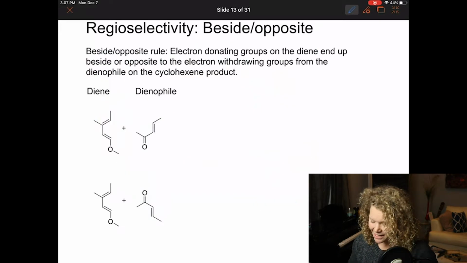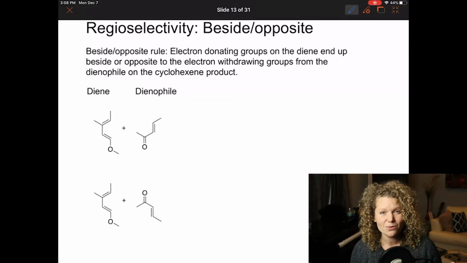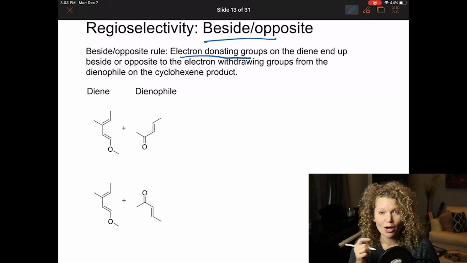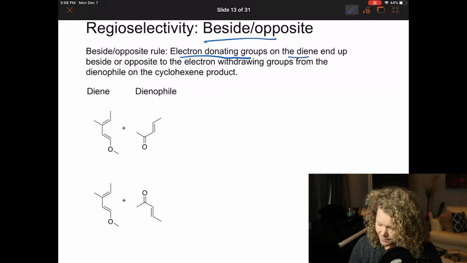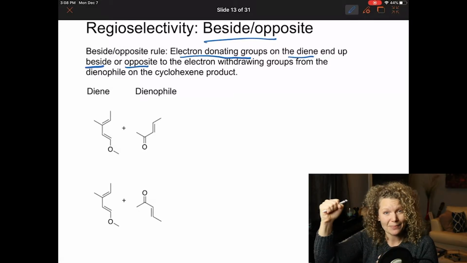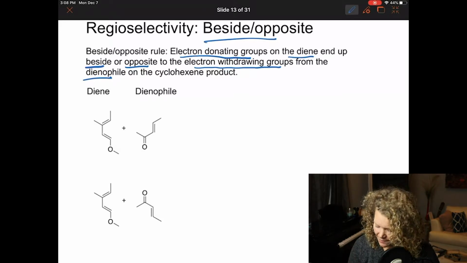Let's now talk about this rule with Diels-Alder, and I'm giving you this rule so that it makes it a little easier for us to figure out the regioselectivity of this reaction, called the beside and opposite rule, okay? Essentially what I'm saying is that the electron donating group on the diene is either right beside or completely opposite of our electron withdrawing group on the dienophile. Let me show you what I mean by this.